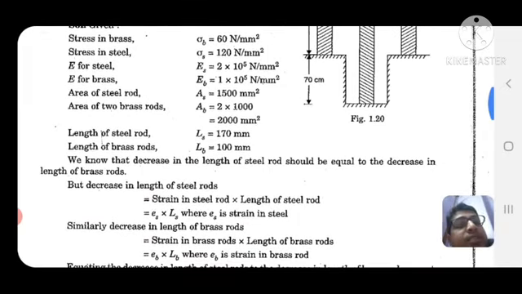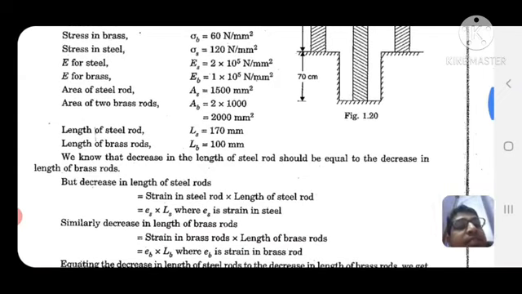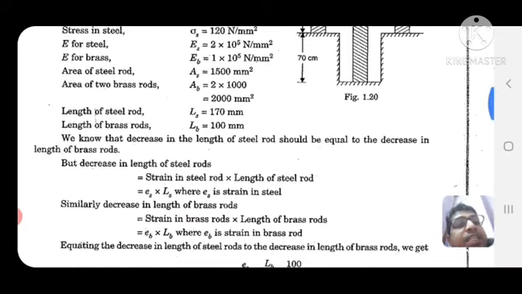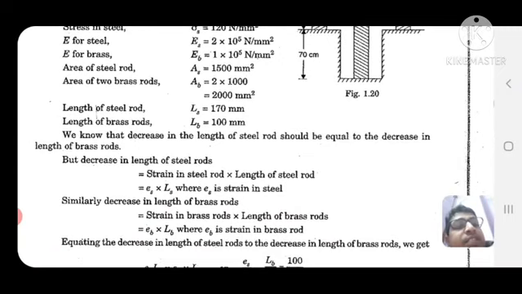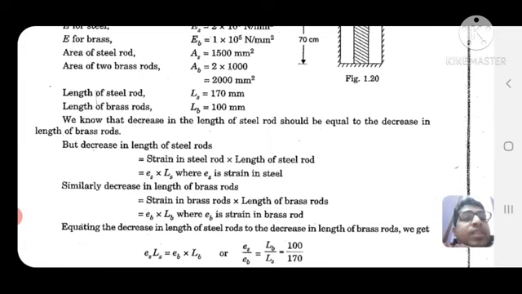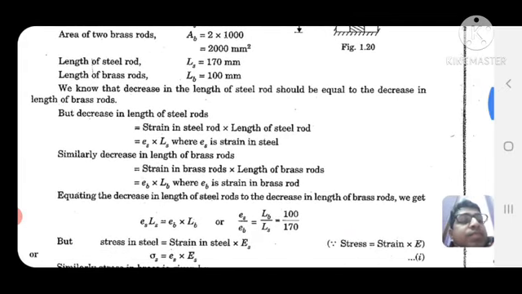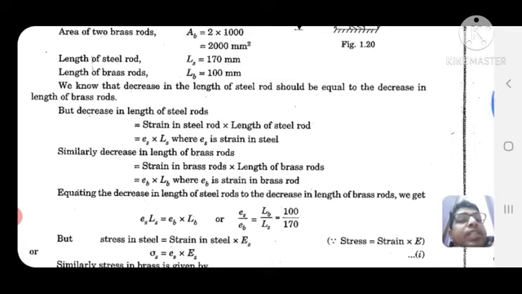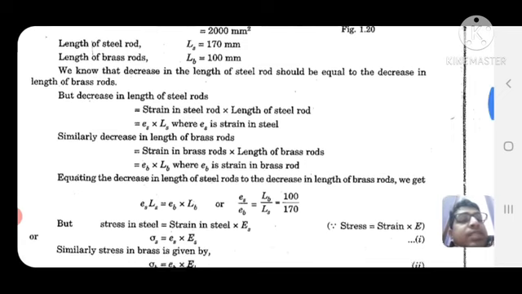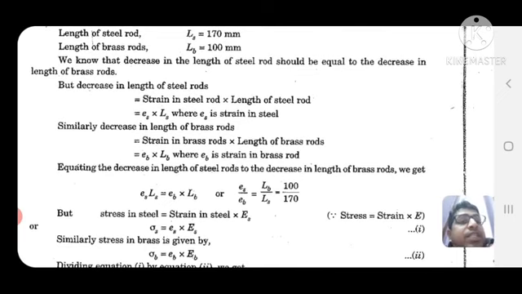Stress in brass sigma B is equal to 60 Newton per millimeter square. Stress in steel is equal to 120 Newton per millimeter square. E for steel is 2 into 10 to the power 5 Newton per millimeter square. E for brass is 1 into 10 to the power 5 Newton per millimeter square. Area of steel rod AS is equal to 1500 millimeter square. Area of the brass rods is 2 into 1000, that is 2000 millimeter square. Length of the steel rod LS is equal to 170 millimeter, length of the brass rod LB is equal to 100 millimeter.